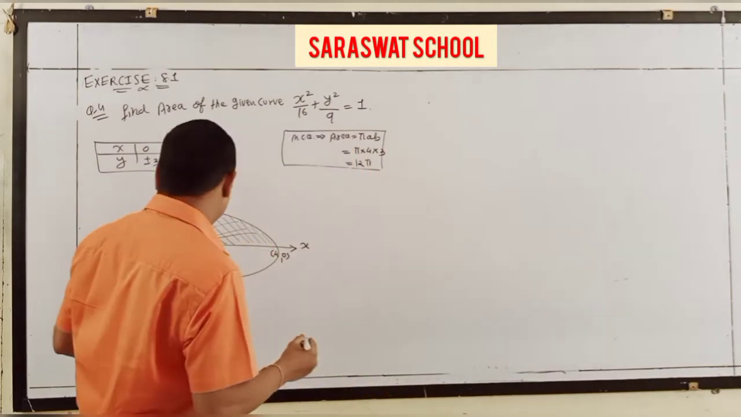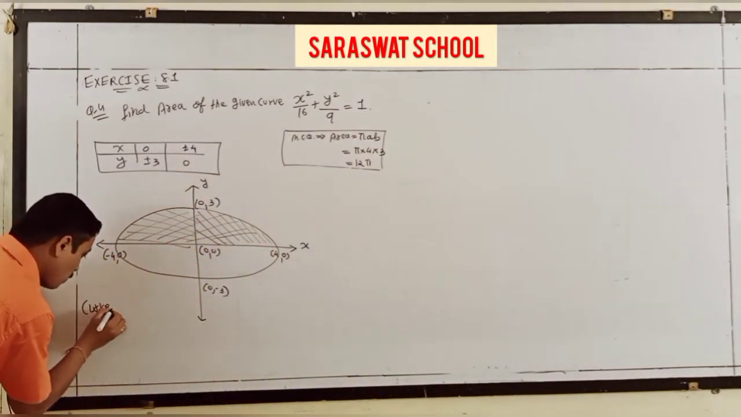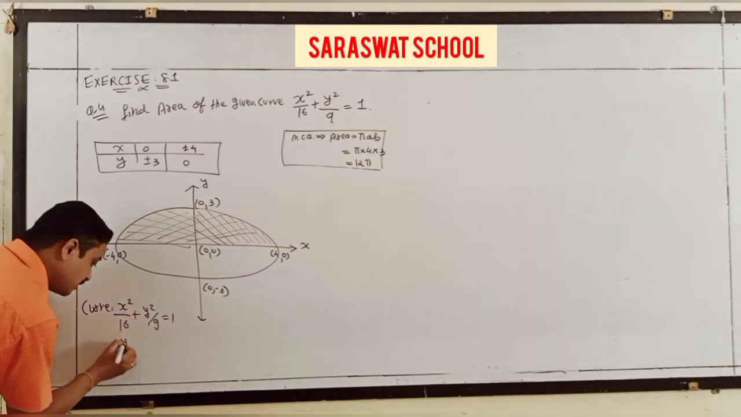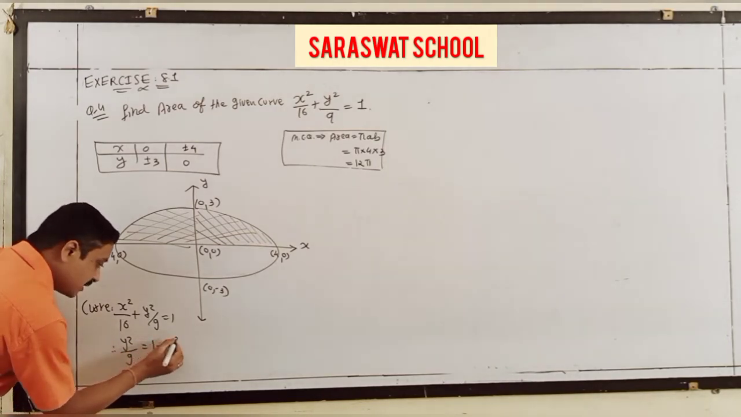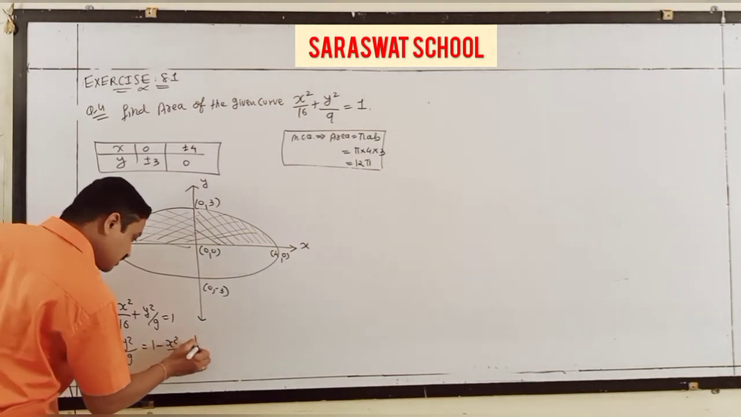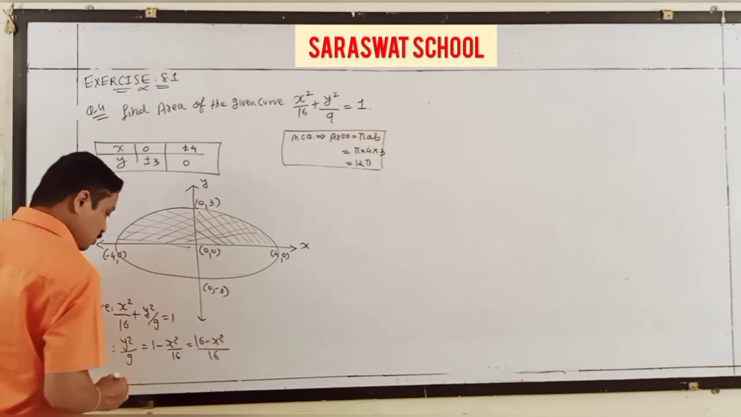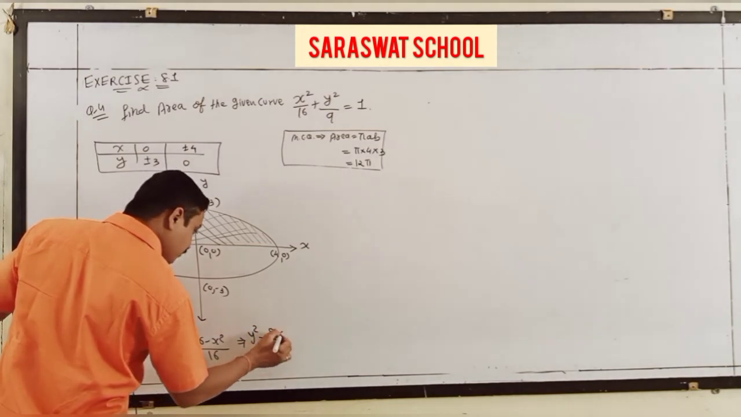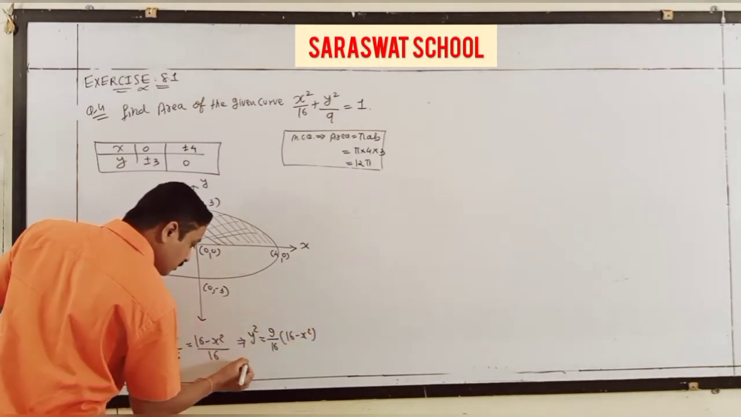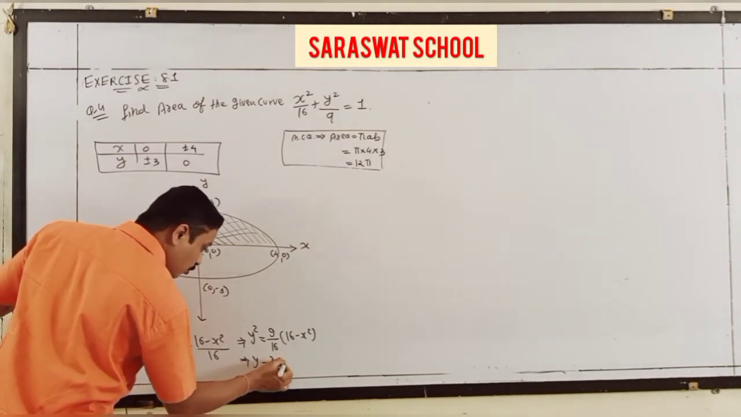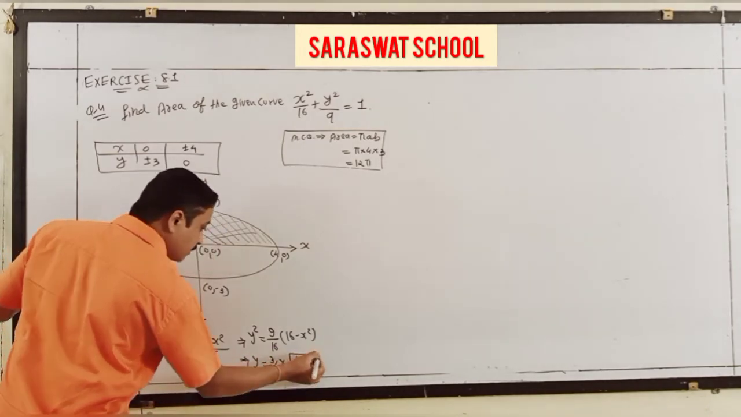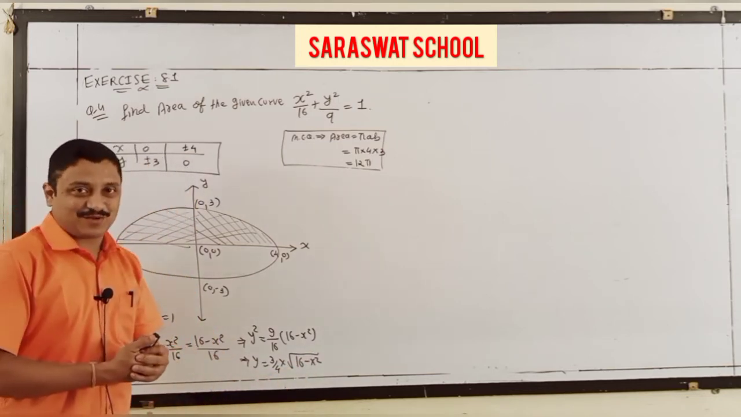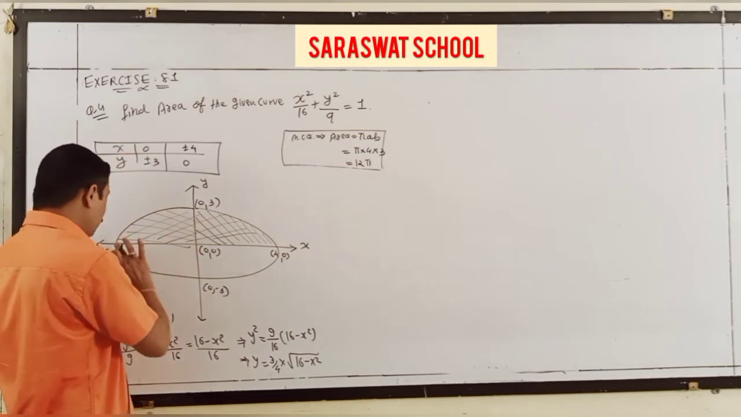So students, I am showing here the curve x square by 16 plus y square by 9 equals 1. So what is y square by 9? It is 1 minus x square by 16, so it is 16 minus x square by 16. So finally y square is 9 by 16 times 16 minus x square. So y becomes 3 by 4 under root 16 minus x square. I take 3 by 4 outside and here 16 minus x square. Now very easily, I am bounded from -4 to 4.